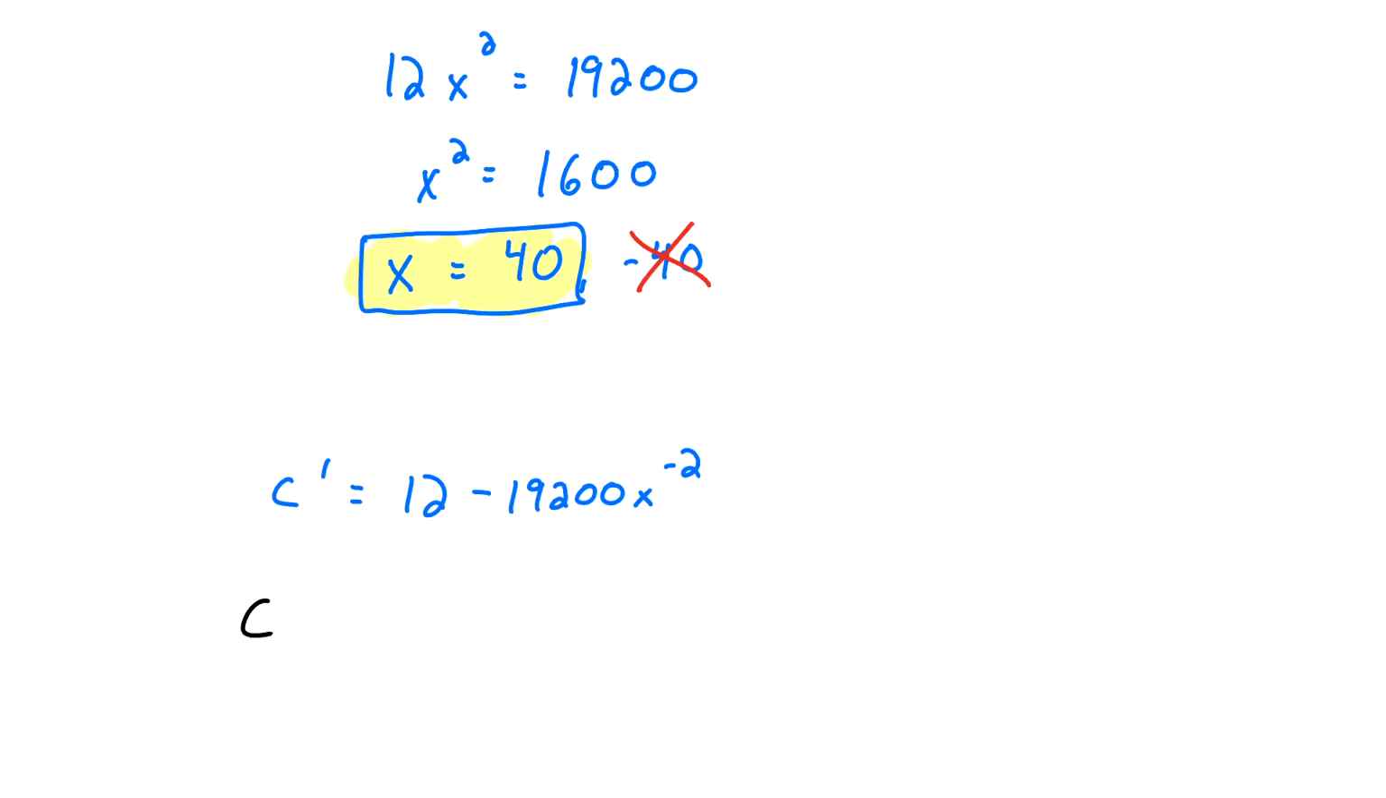If I take the derivative once more, c double prime, derivative of 12, that's going to be 0. Let's see, 19,200 times 2. I should have a positive 38,400 x, and then I subtract 1 from my power, should now be to the minus 3 power, or 38,400 divided by x to the third.